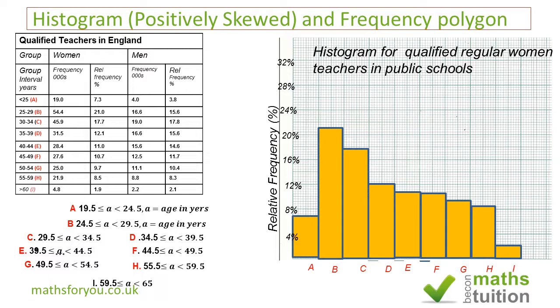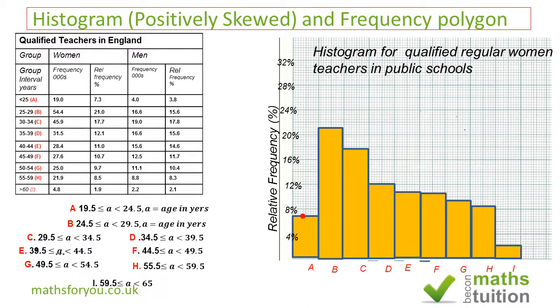Now, notice here that the graph is moving from higher values at the lower end to lower values at the higher end. So in effect, this is what's called positive skewing. It's skewed to the right-hand side, as if you've got the x-axis moving from left to right. So it's skewing from left to right, so that's called positive skewing. Okay? So this is the histogram for women teachers. And notice that there's no gap between the bars there. There are no gaps between the bars at all. Okay, hope that makes sense.